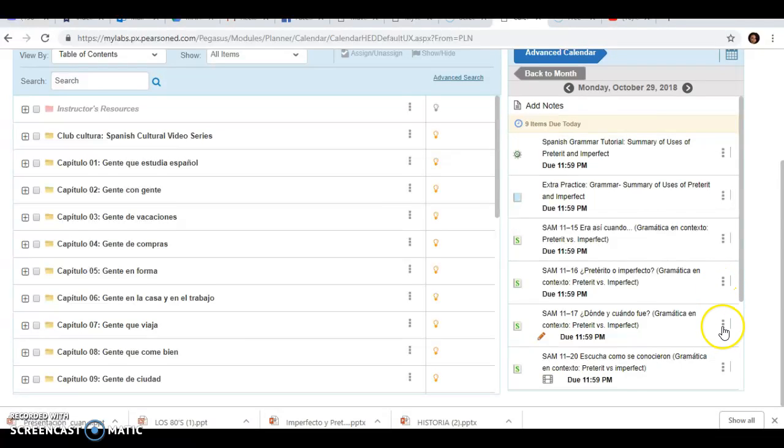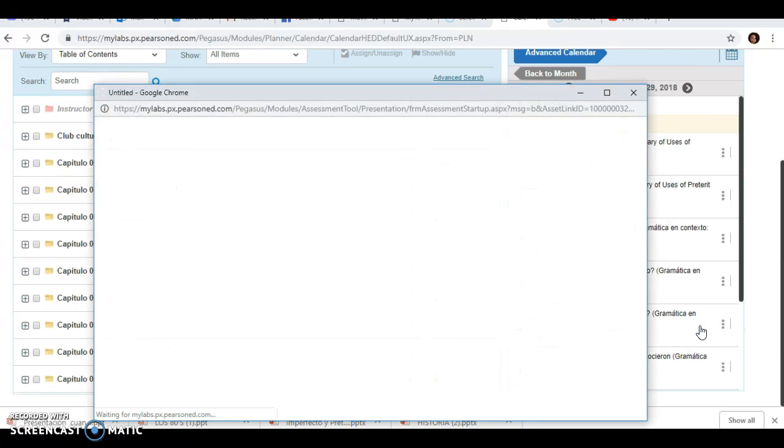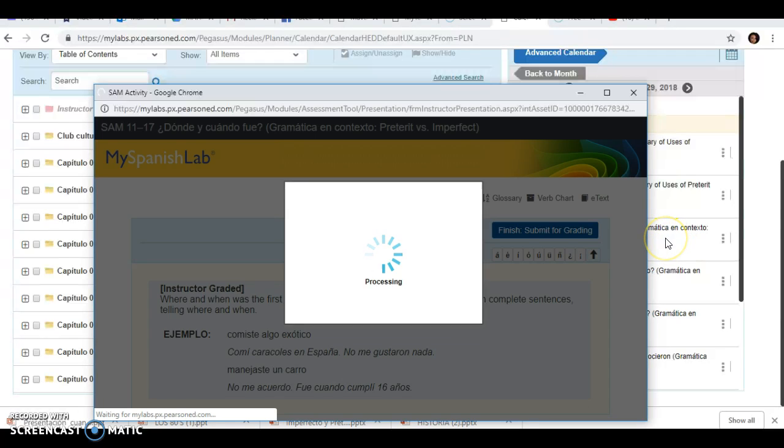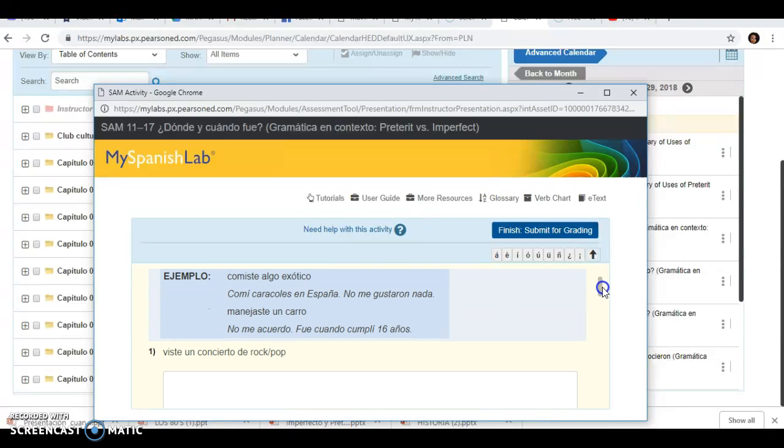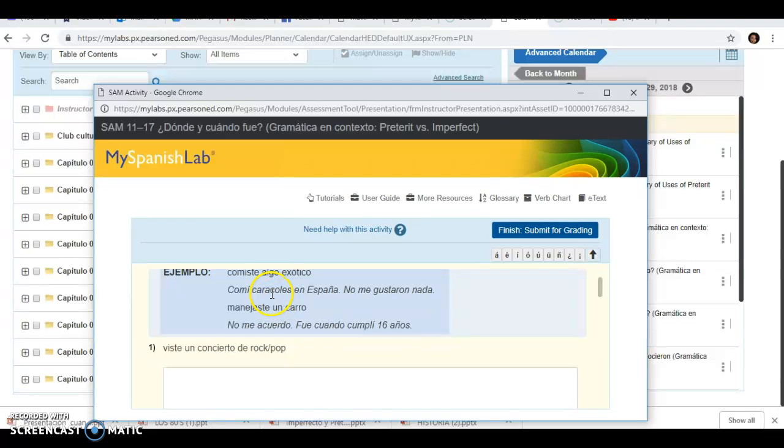Then another exercise that you will have to write. In this exercise, you are going to tell me where and when was the first time that you did each of these things. So you have to answer and complete sentences telling where and when. Okay. So, for example, ¿comiste algo exótico? Comí caracoles en España. No me gustaron nada. ¿Manejaste un carro? No me acuerdo. Fue cuando cumplí 16 años.